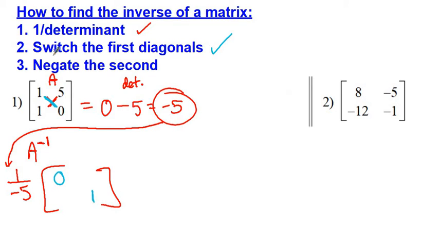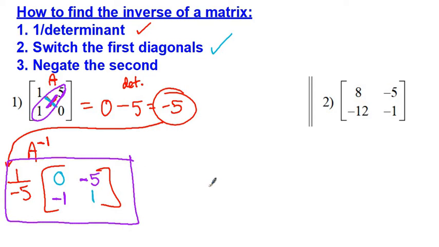And then the final step is negate the second diagonal. So these two, the 5 and the 1, are the second diagonal. Negate means change the sign. So if it's positive 5 and I negate it, it becomes negative 5. And similarly, the 1, if I negate it, becomes negative 1. So this right here is now the inverse.